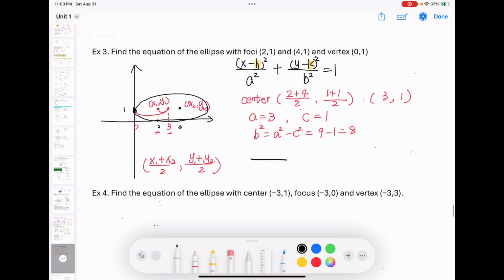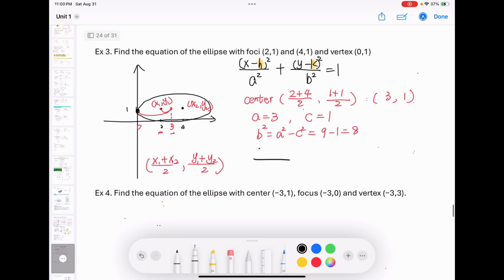Let's plug in the a and b values and h comma k. So (x minus 3) squared, all divided by a squared, which is 3 squared, which is 9 here. And then plus (y minus 1) squared, all divided by b squared, which is 8, is equal to 1. Now I found my formula.